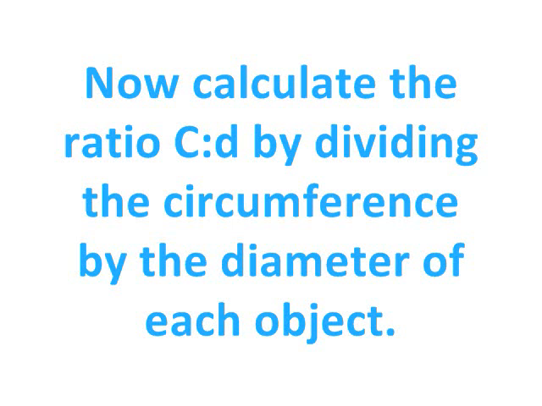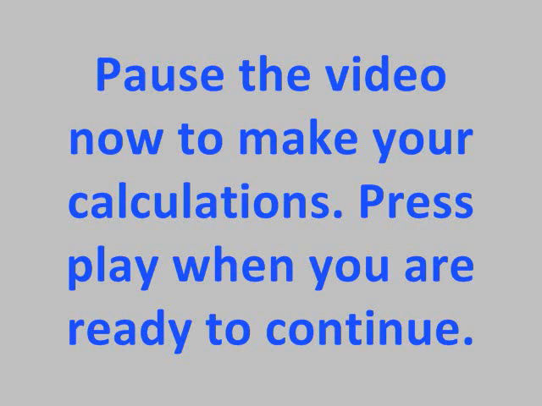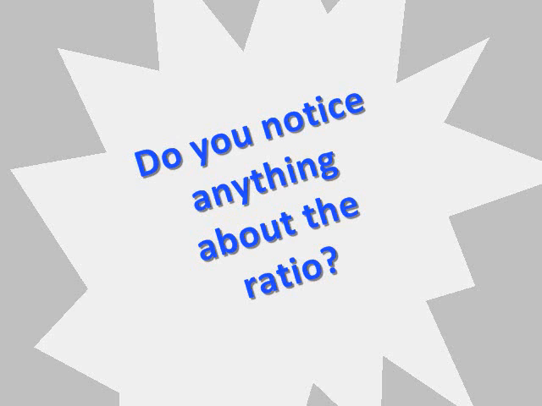Once you have your items' measurements, calculate the ratio of circumference to diameter by dividing the circumference measurement for object 1 by the diameter measurement for object 1. Do this for the other objects in your table. Pause the video now and press play when you're ready to continue. Do you notice anything about the ratio?